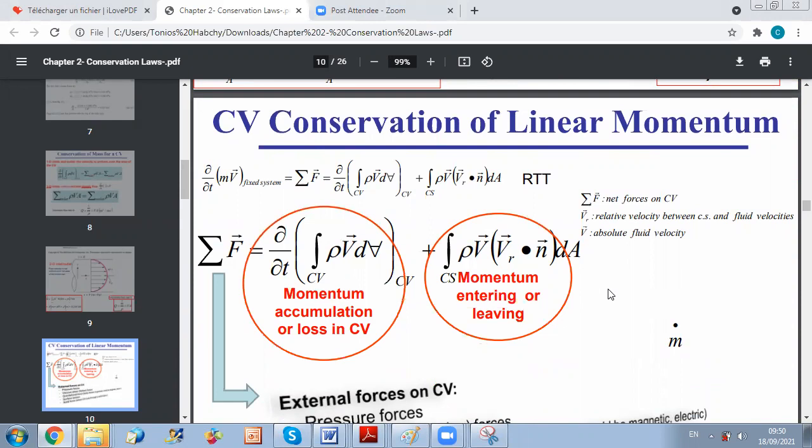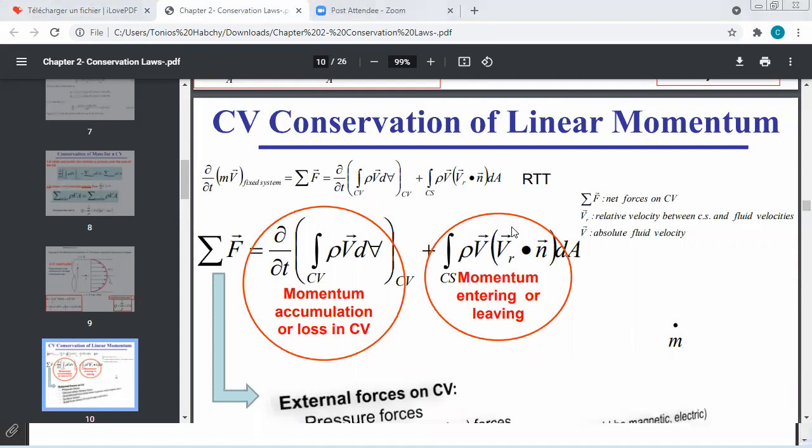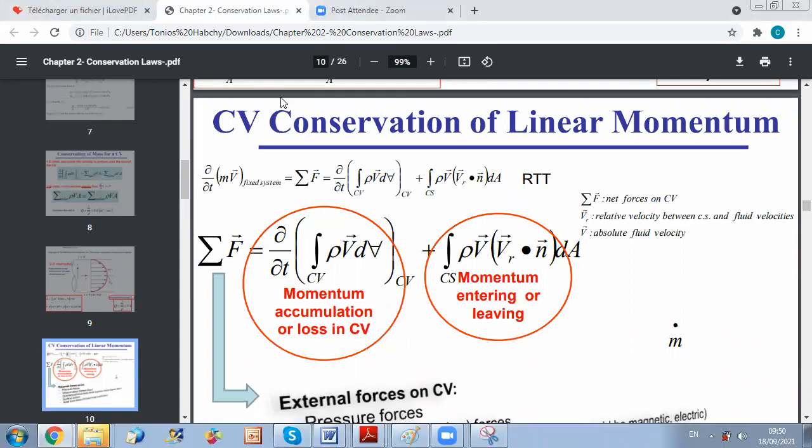Whenever I am interested in what the forces acting on my system are, I will need to deal with the conservation of linear momentum. And this is equivalent in dynamics to the second law of Newton. So if I want to apply to a fluid the second law of Newton, or the conservation of linear momentum, I will have to go back to the Reynolds transport theorem.